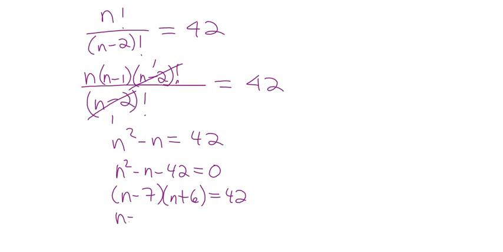So n equals 7, n equals negative 6. Cross off the negative 6. I want you to show it. So show me, hey look, n equals negative 6. That is the solution to the equation, but it can't be a negative, right? So we go with n equals 7.